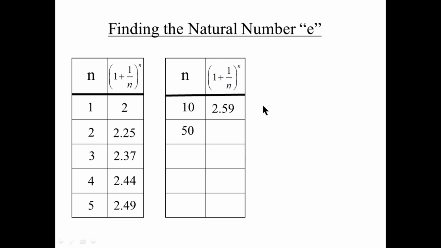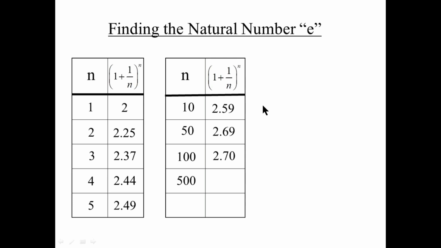Just looking for patterns. If n was 50, this would be 1 plus a 50th to the exponent 50, 2.69. That's worked out on the calculator. And if n is 100, we're taking bigger leaps now. 1 plus a 100th is 1.01 to the exponent 100. And it's hardly increasing anymore. It seems to be reaching a number.